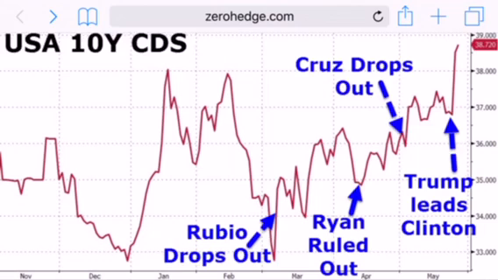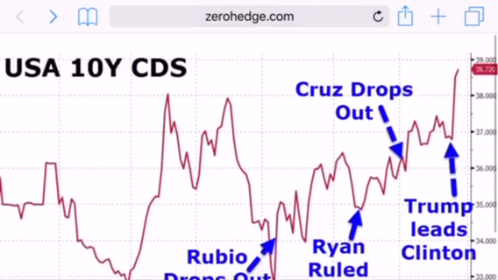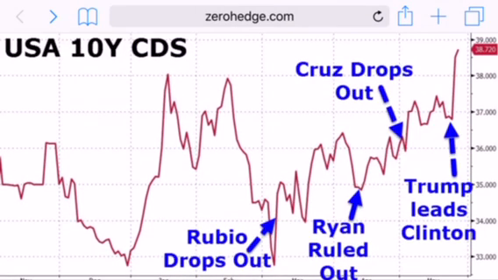So when you see a country like Venezuela, for example, you'd see extreme volatility. This happens to be out of the US. So take a look at it as you see these different events that have happened in the political realm. Rubio dropping out, Ryan ruled out, Cruz drops out, and everything that's been going on. And you can see that it does, in fact, go up every single time. So whenever you have instability, look for something like the credit default swap to increase.